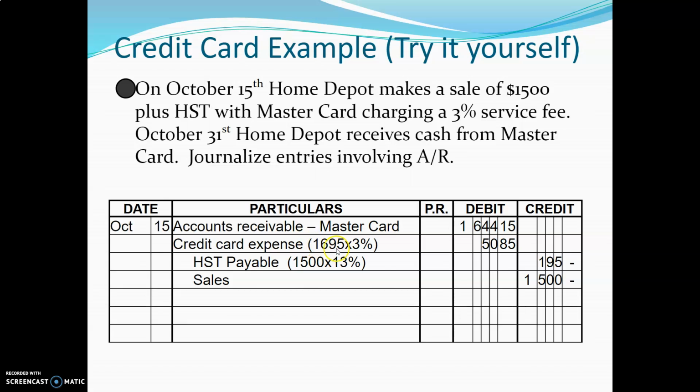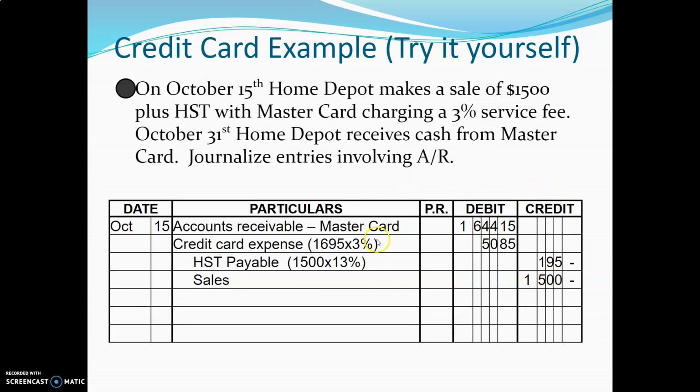So here you go. This is what we've got going on. 3% of that total, $1,500 plus $195, works out to $50.85. The accounts receivable is then that $1,695 minus the $50.85, which works out to $1,644.15. And the HST payable is going to be 13%, which is $195, and our sales is just $1,500.